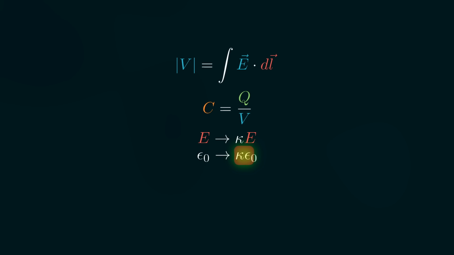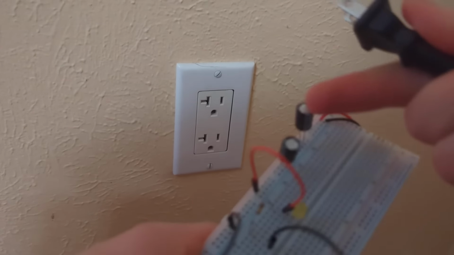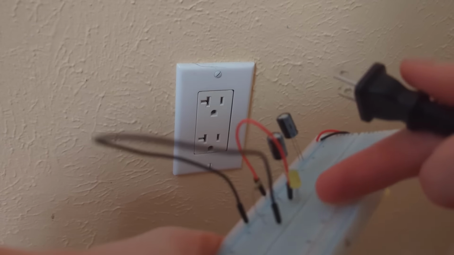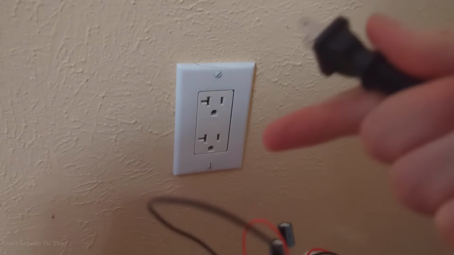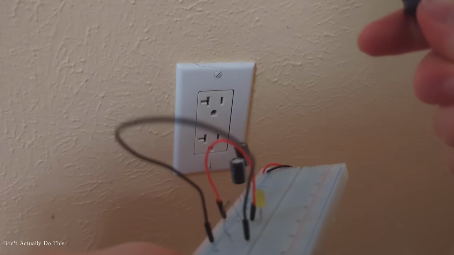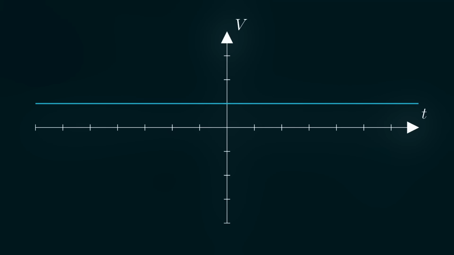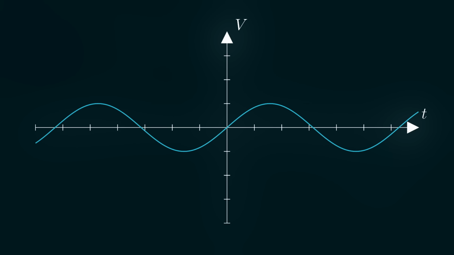So I got a circuit right here. It's got some capacitors, a resistor, there's a light bulb right here. And the outlet is actually just a voltage source. So if I go ahead and plug this in. Okay, so it turns out that the voltage in your wall uses alternating current. So instead of the voltage looking like this, it looks like this.